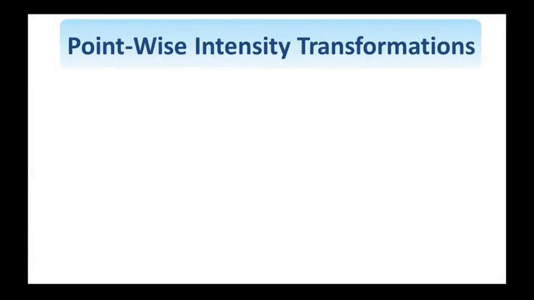So let us look first at point-wise intensity transformations. We are operating directly on the intensity values of an image, but we are processing each pixel separately and independently of the values of the neighboring pixels. So the general expression for this transformation is shown here.